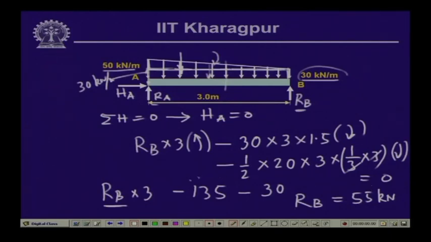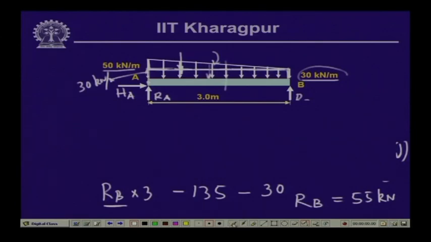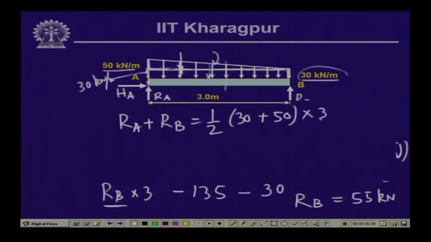So, if we take the vertical equilibrium, which is R A plus R B equals the total load acting in this particular case, if we take the vertical equilibrium of the loads. So, R A plus R B is equal to half times 30 plus 50 times 3. So, this is 40 times 3, which is 120 kilonewton.